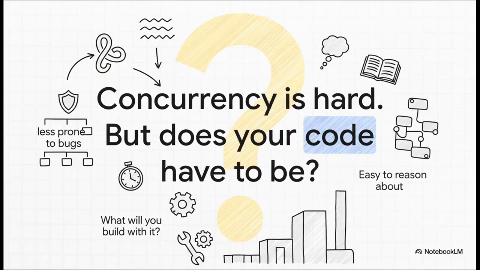Because coroutines let us separate the problem of concurrency, which is hard, from the code we write to solve it. We finally get to write asynchronous logic that's actually easy to read, easy to understand, and way less likely to have bugs. And since they're so incredibly lightweight compared to threads, we can run tens of thousands of them without our system even breaking a sweat. It's a tool that admits the problem is hard, but insists our solution doesn't have to be. So the real question is, what are you going to build with it?